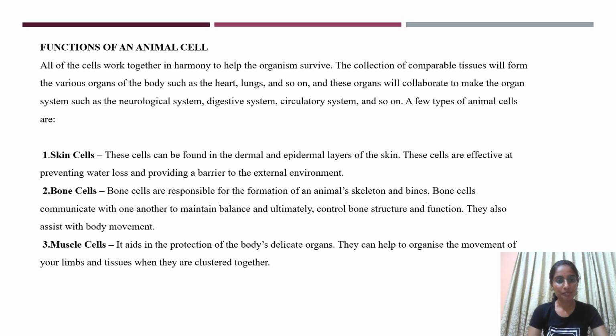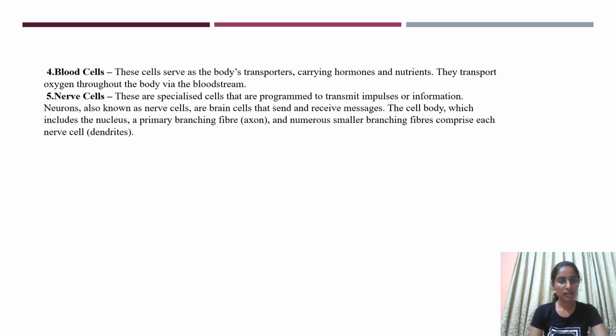Muscle cells. They aid in the production of the body's delicate organs. They can help to organize the movement of your limbs and tissues when they are clustered together. Blood cells. These cells serve as the body's transporters, carrying hormones and nutrients. They transport oxygen throughout the body via the bloodstream.